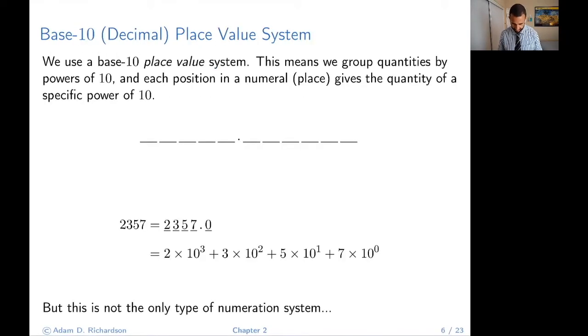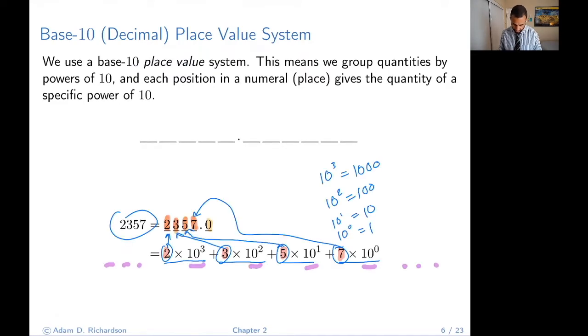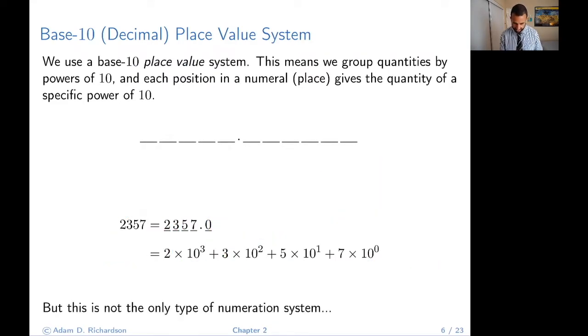Actually, I forgot to emphasize that back here. Let's go back for just a minute. Notice here that we were talking about these different groups, 2 groups of 1,000, 3 groups of 100, 5 groups of 10, 7 groups of 1, right? Well, this counts the thousands, this counts the hundreds, that counts the tens, and that counts the ones. And then what we do is we add all of those together. And when you add all of those together, you get the quantity that we're describing, 2,357. That's exactly what's going on.